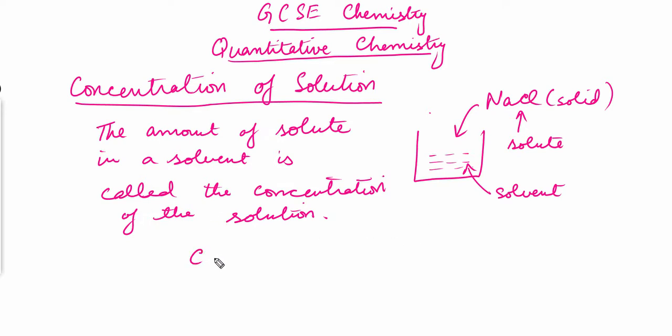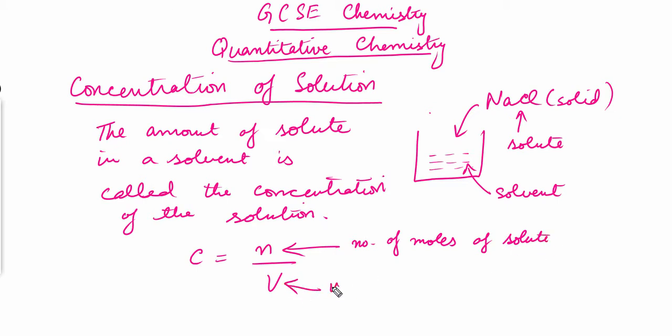So the formula for the concentration is C is equal to n over V, where n is the number of moles of solute that will be dissolved in the solvent, V is the volume of the solution, the complete solution, and C is the concentration. So this is the formula to find out the concentration of a solute in a solution.